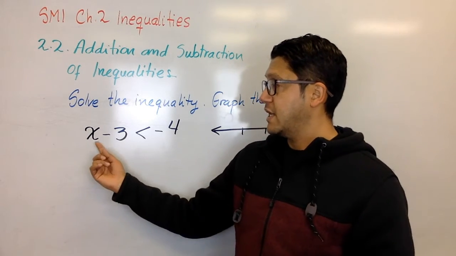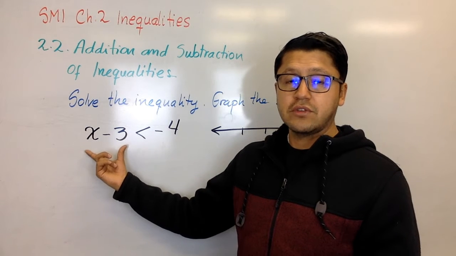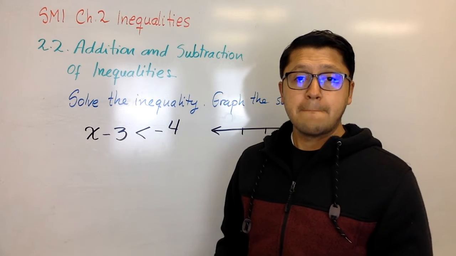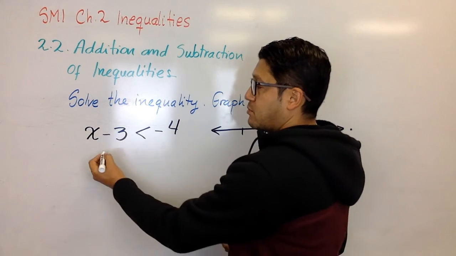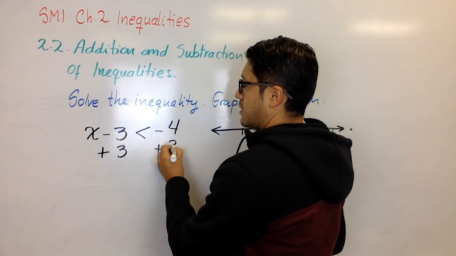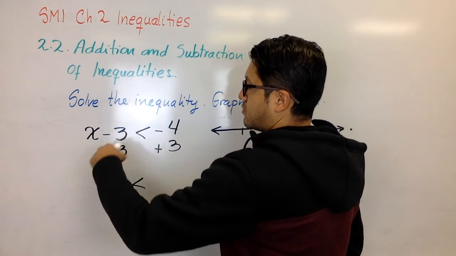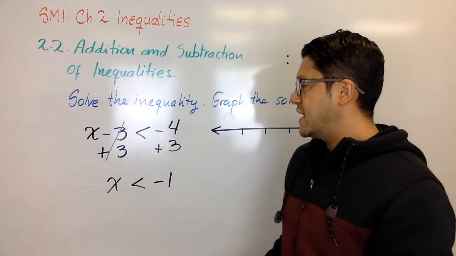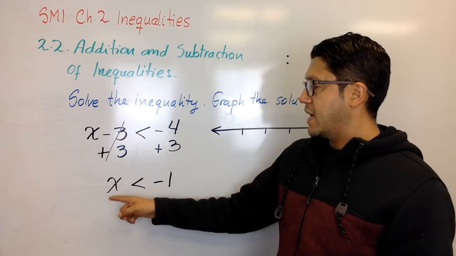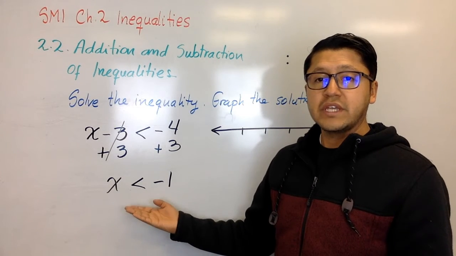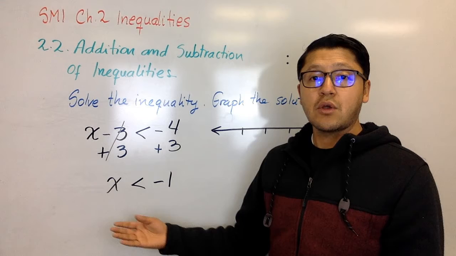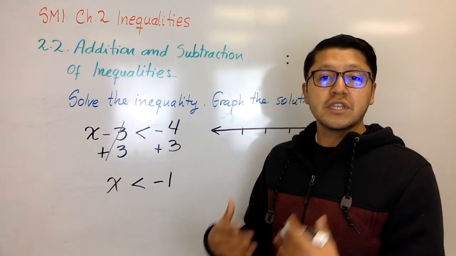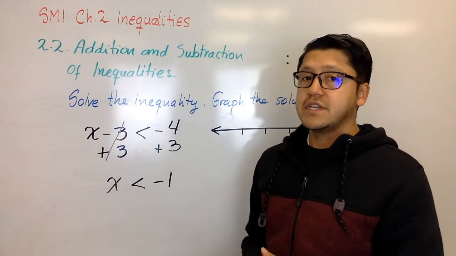In this case, we've got x minus 3 on the left side of the inequality. So what do I have to do to get rid of this minus 3? I'm going to add 3 on both sides. And as a result, I have that x is less than -1. And with this, I can now write down and also graph the solution set. It means all the numbers that satisfy this condition.